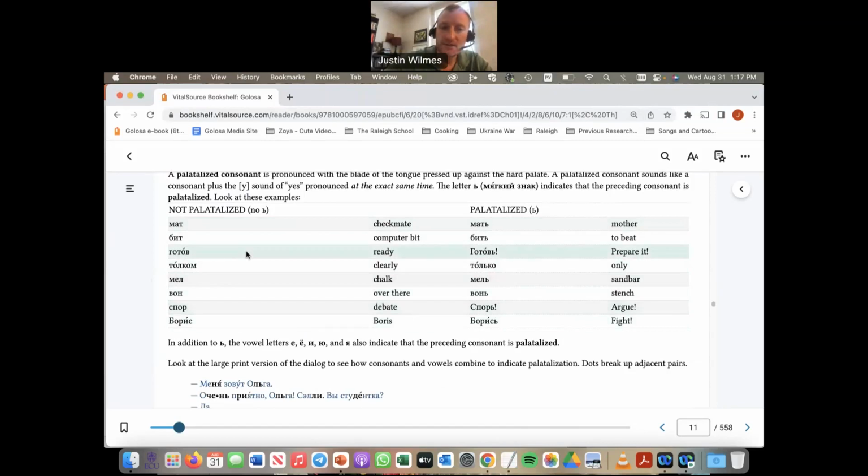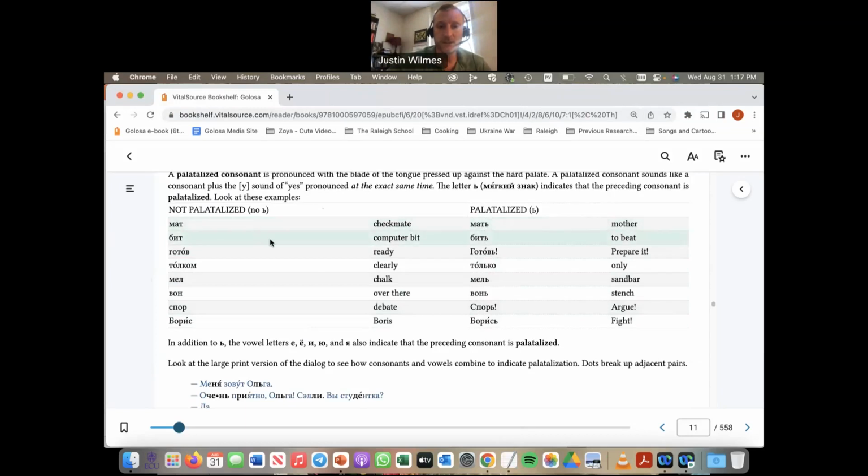And so when you see that these are actually totally different words, мат means checkmate in шах и мат, so check and mate, like in chess. The word мать with the soft sign on the end means mother. These are two totally different words, right? And the only difference between them is that one has a soft sign on the end, the other one doesn't.